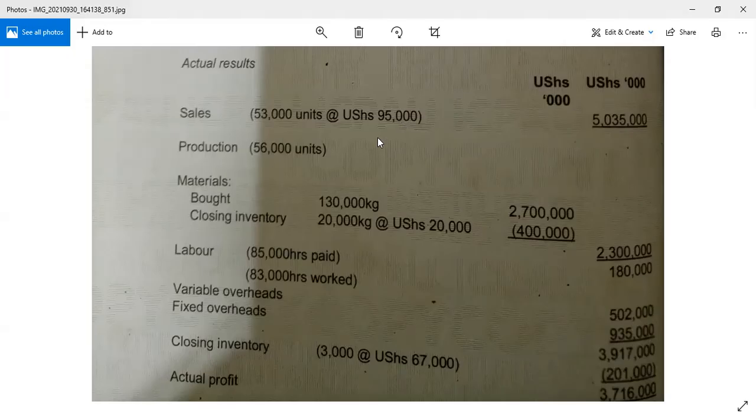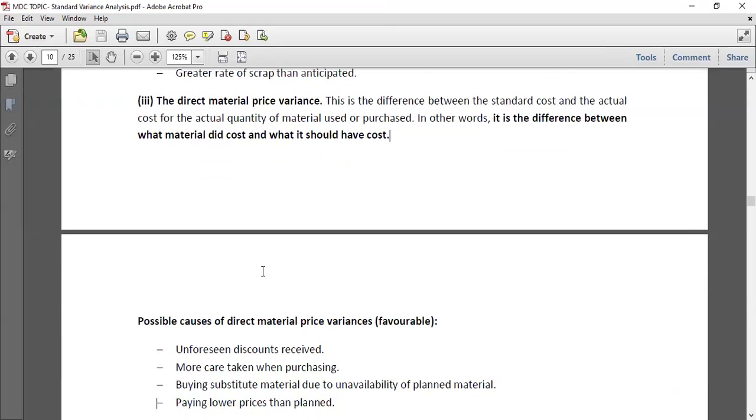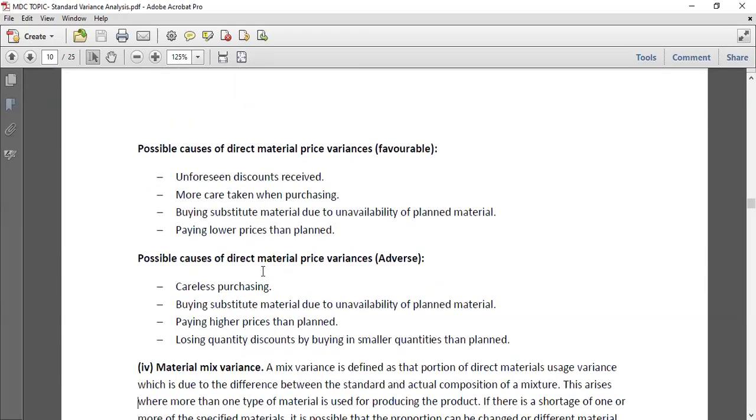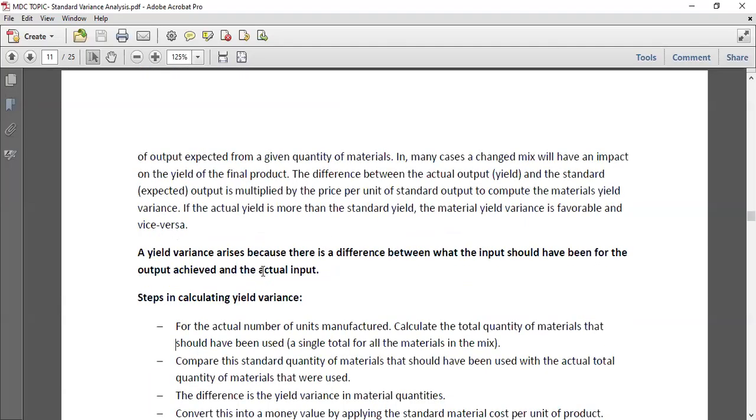So that's how you basically play with the respective variances, and that's how you're able to interpret accordingly. Once you have the knowledge of what exactly each of these variances relates to, then you're able to play, because most of this information will definitely be provided to you. It's just the same thing when we are getting to labor.